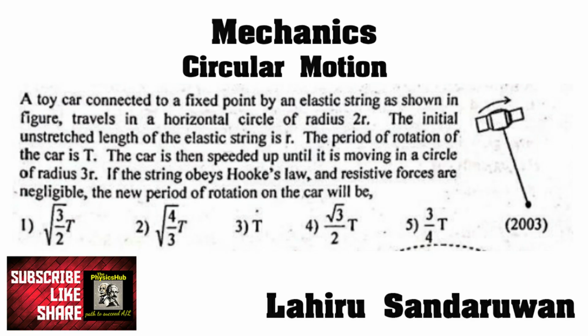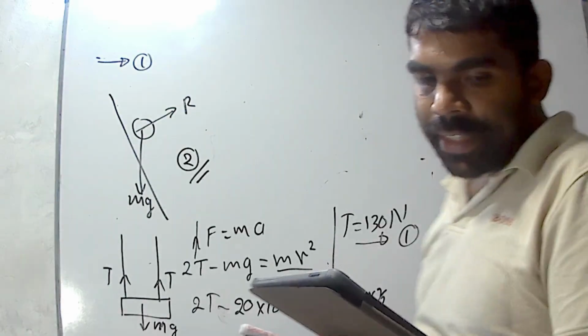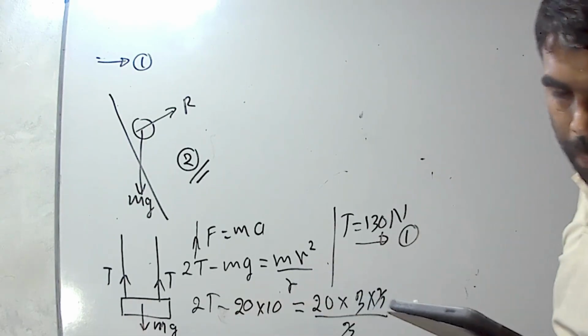A toy car connected to a fixed point by an elastic string, as shown in the figure, travels in a horizontal circle of radius 2r. The initial unstretched length of the elastic string is r. The period of rotation of the car is T. The car is then speeded up until moving in a circle with radius 3r. If the string obeys Hooke's law and the resistive forces are negligible, the new period of the motion of the car will be. We can get a relationship with the period.